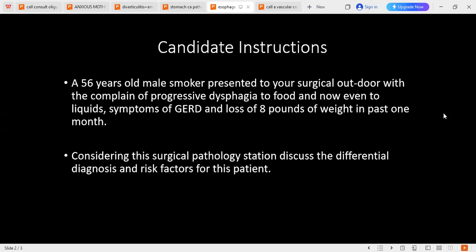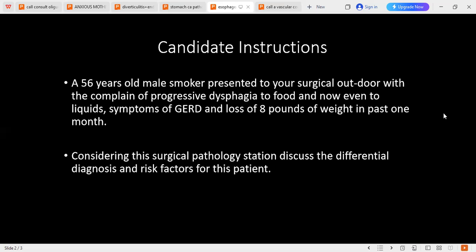What investigations would you do to confirm the diagnosis? I'll do upper GI endoscopy and biopsy, and I can also do a barium swallow of the esophagus, CT scan of the chest, endoluminal ultrasound, and PET CT. And what treatment can you offer to the patient?